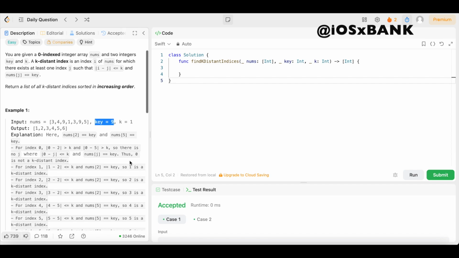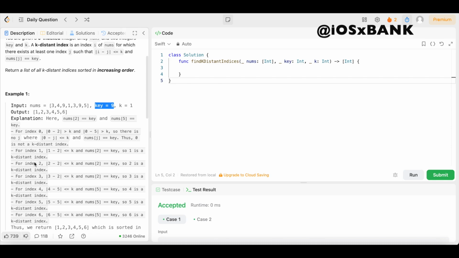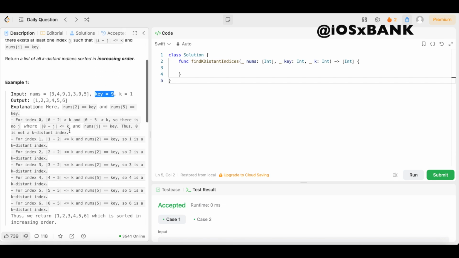So let's keep going through the examples just in case that didn't make sense. Now we're looking for another k-distant index. So we're going to go for index 2. If we do 2 minus 2, that's going to give us 0, which is less than or equal to k. Boom, k is 1, so it fits that requirement. And once again, the value of index 2 is 9, which is equal to the key. So 2 is a k-distant index.